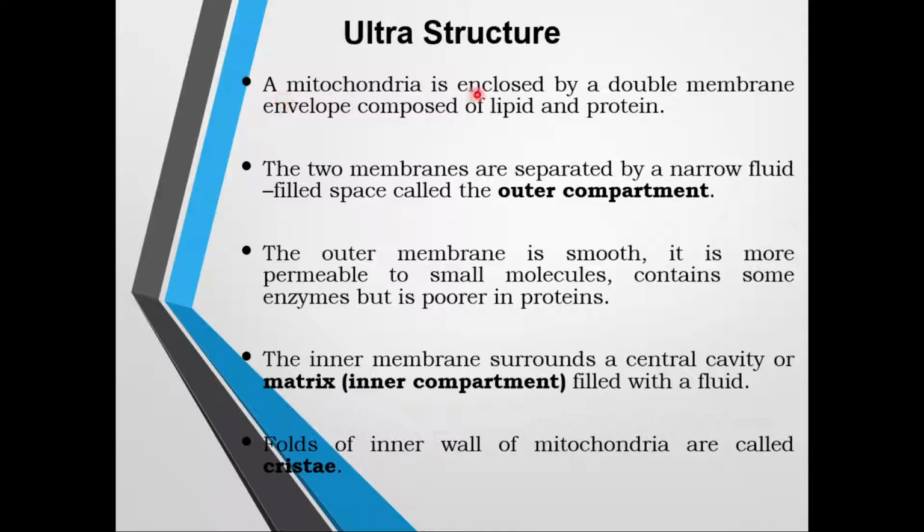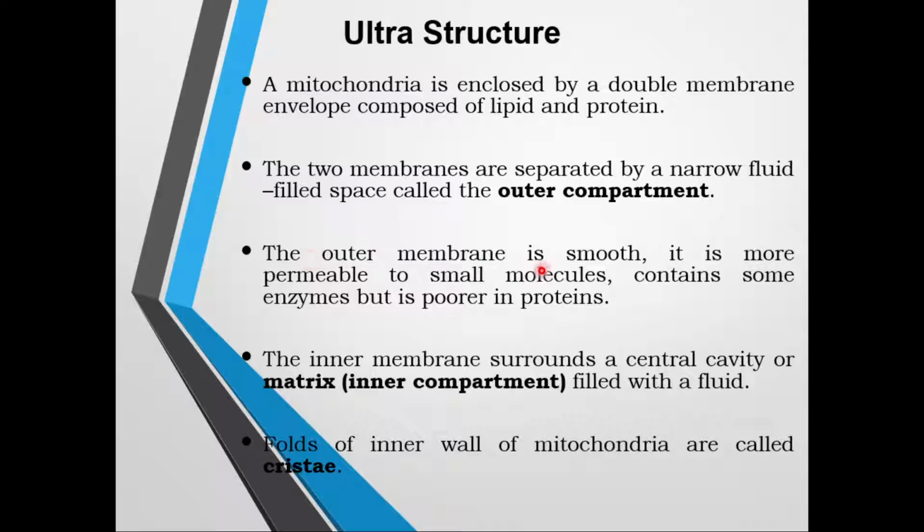A mitochondrion is enclosed by a double membrane envelope composed of lipid and protein. See, the double membrane I have shown you, the outer membrane and the inner membrane. These two envelopes are composed of lipid and protein, like the plasma membrane, which is made up of lipids and proteins. The two membranes are separated by a narrow fluid filled space called the outer compartment. The outer and inner membranes are separated by the outer compartment.